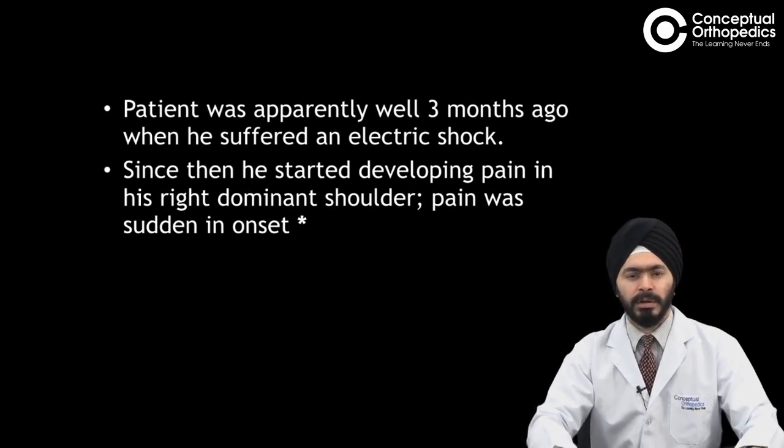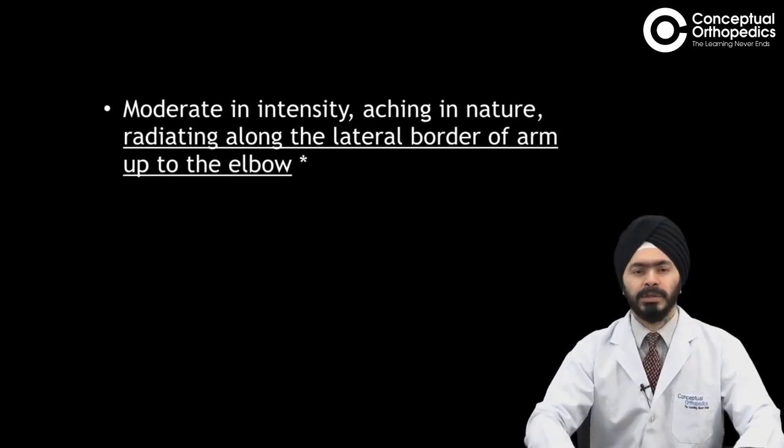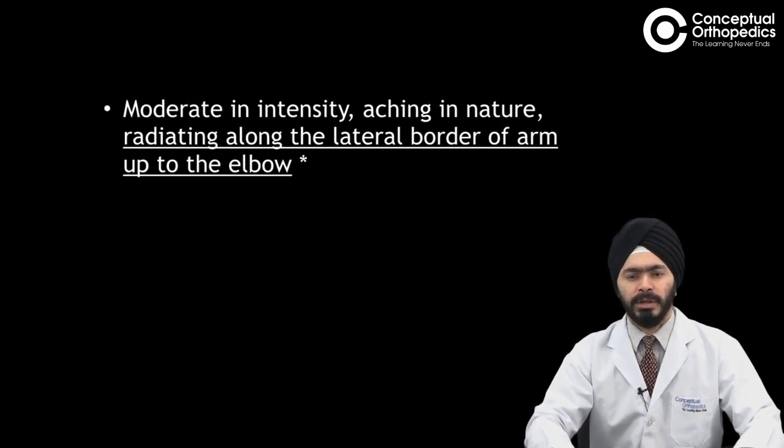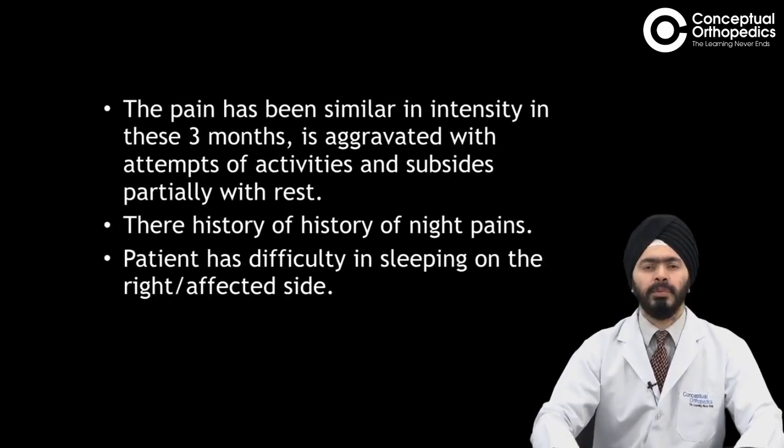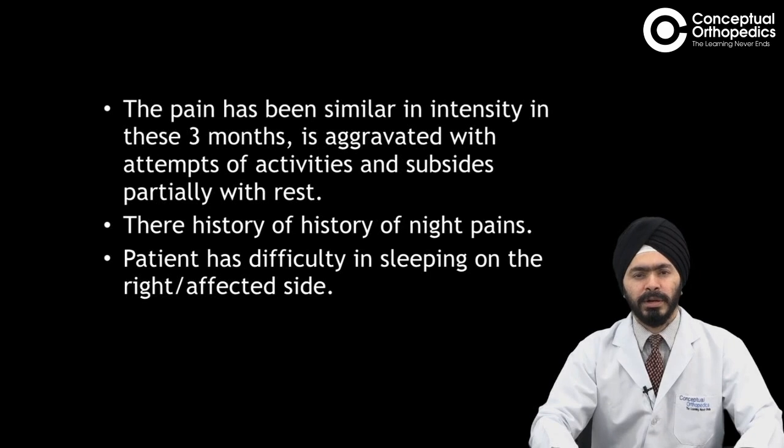So then you start giving your presenting complaints in chronological order, and then describe the history. So he had an electric shock, and since then he has been having pain in the right dominant shoulder. The pain was sudden in onset, moderate in intensity, aching in nature, radiating up to the right elbow along the lateral border of the arm. Remember, all the shoulder pathologies usually present with pain along the lateral border of the arm and don't go beyond the elbow. So this is the way you describe your pain.